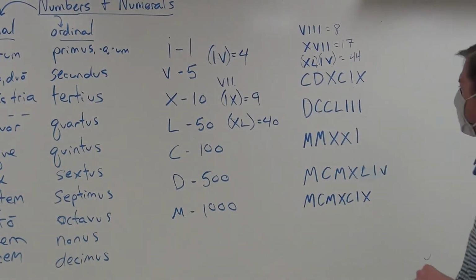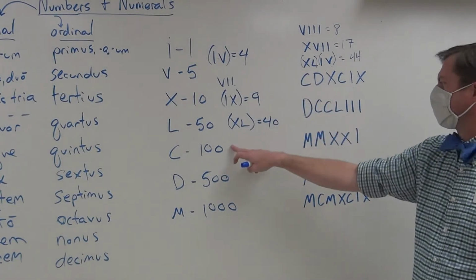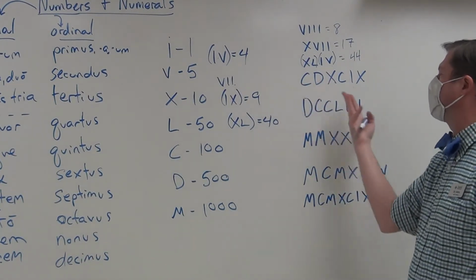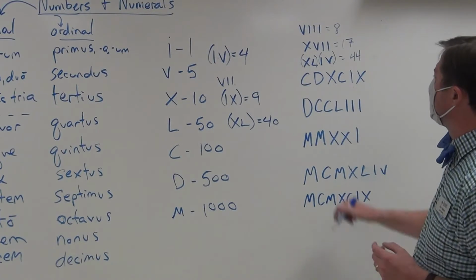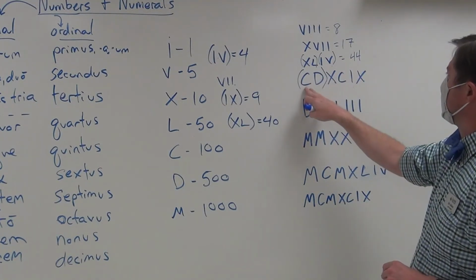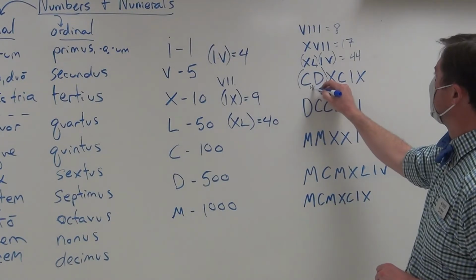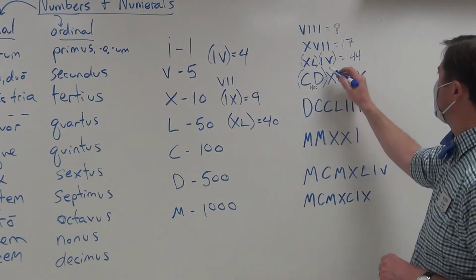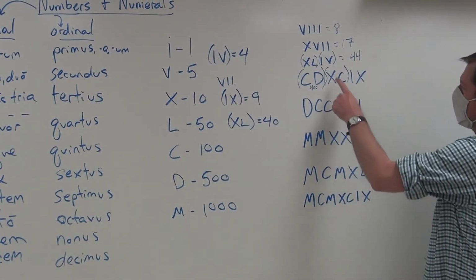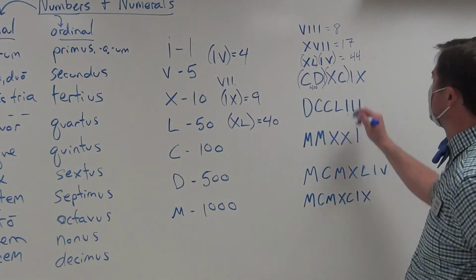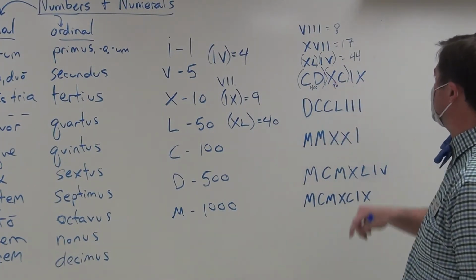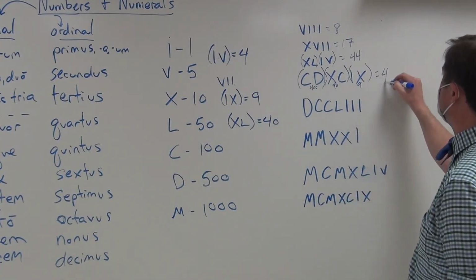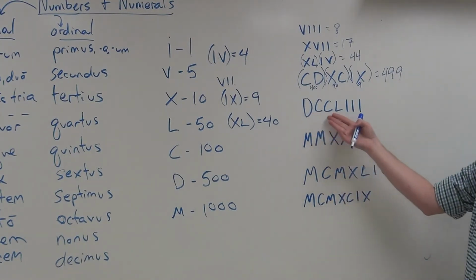Let's look at a little bit of the larger one. C is 100. D is 500. C is smaller than the D. So when a larger number follows the smaller, you group them together. C from D is 400. And then X and C. X is 10, C is 100. So again, you have to group them together because a smaller number is followed by a larger. X from C is 90, 10 from 100. And then the same thing with I, smaller than X, group them together, 9. This is 499.